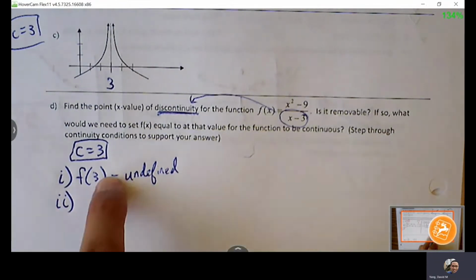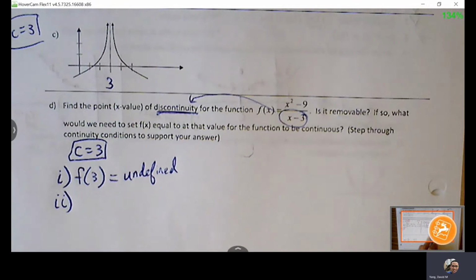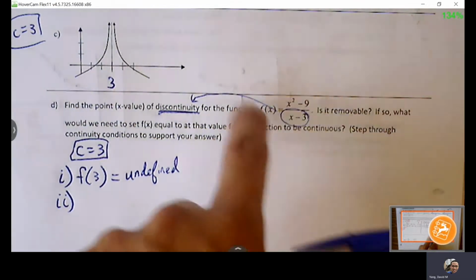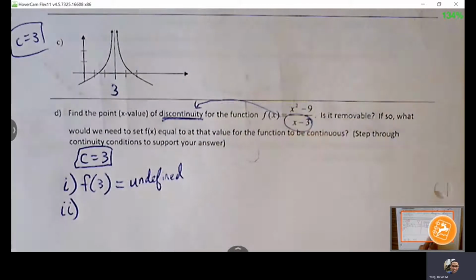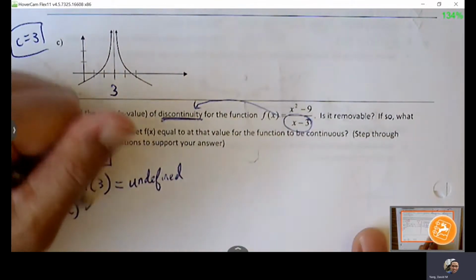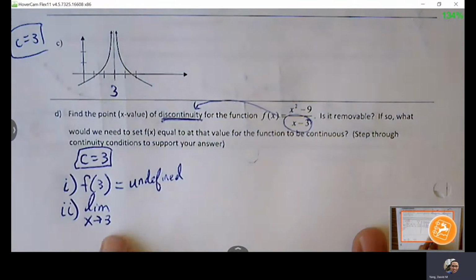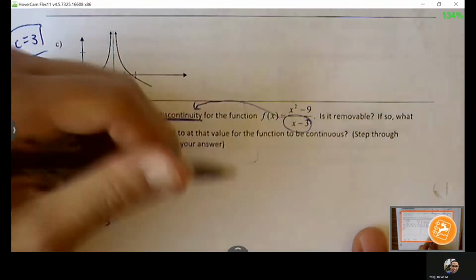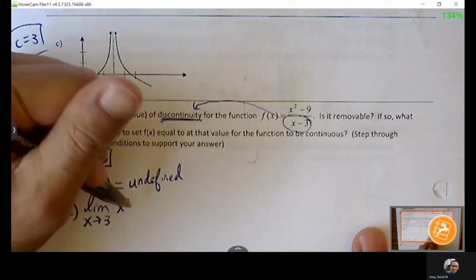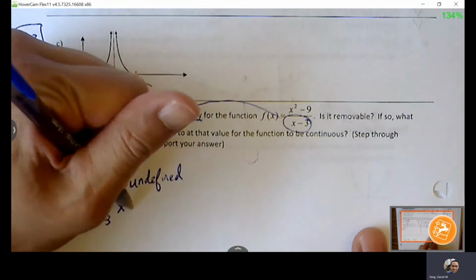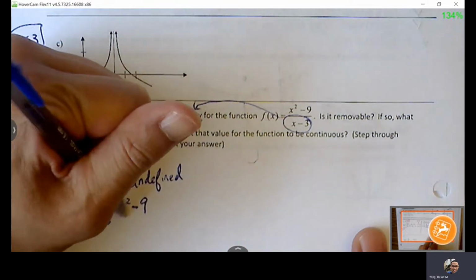Second condition. The first one fails, but we keep going, right? Second condition, the limit: we're going to evaluate the limit. We don't have the graph in front of us, but we're going to do it algebraically. So limit as x approaches 3, that's our target, of the expression. We don't want to just put f of x there. We want to actually evaluate it, so we're going to write it out.